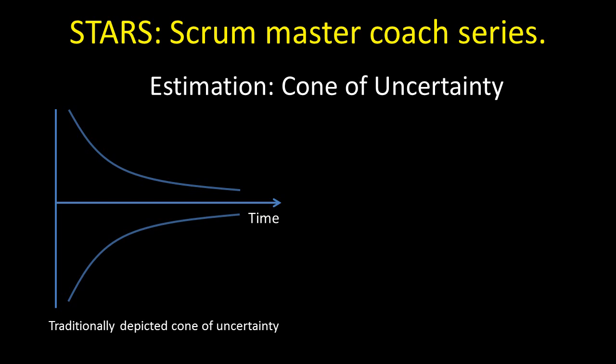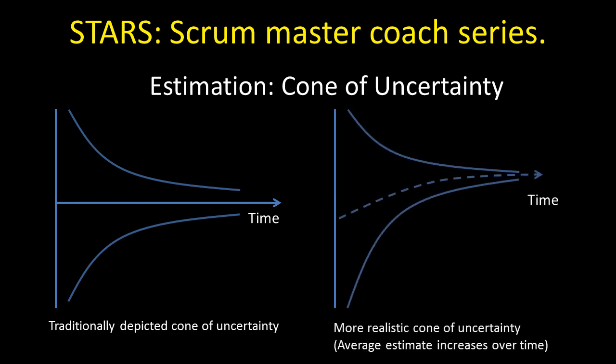And traditionally this is shown as a symmetric cone of uncertainty. Well, I think that's wrong. I think in fact what happens is as we estimate over time, the average estimate actually goes up. So first, the cone is not symmetric. It's very rare in software projects that estimates go down. For traditional projects, the estimates always go up.